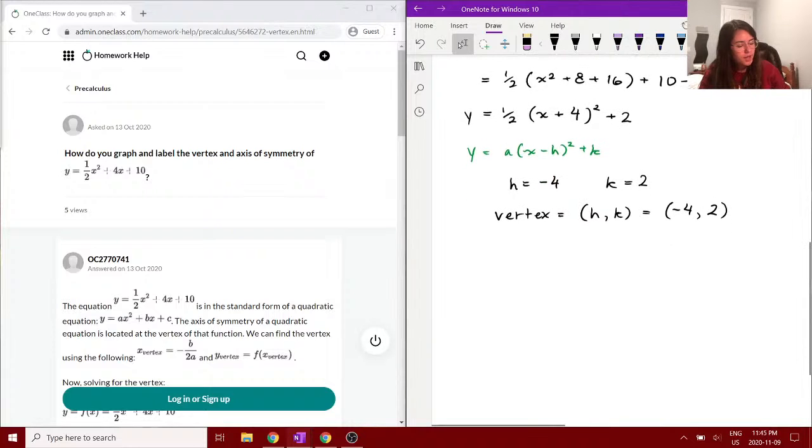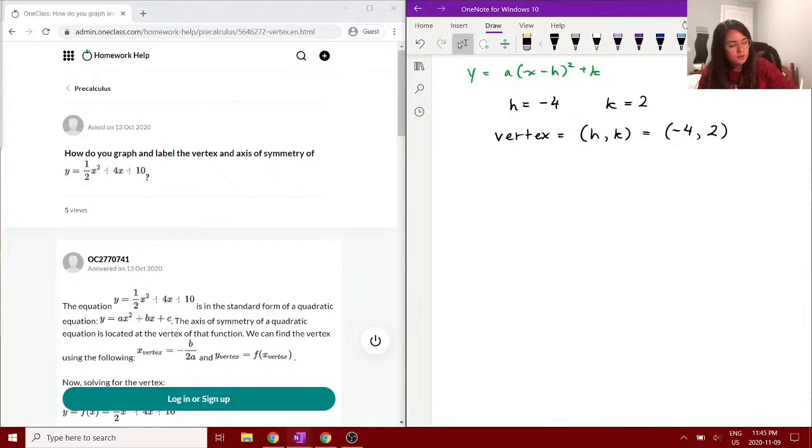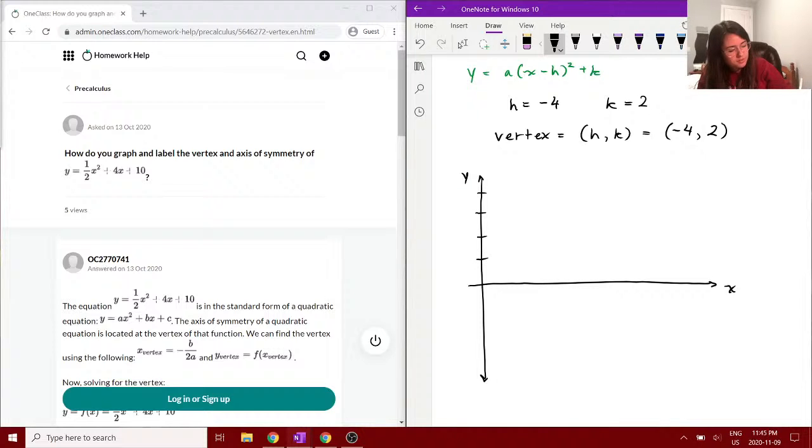And so now we have our vertex. So I'm just going to do a rough sketch of the graph. Right, so we have the y-axis and the x-axis. Rough, I don't know if that's enough actually. Let me take a look.